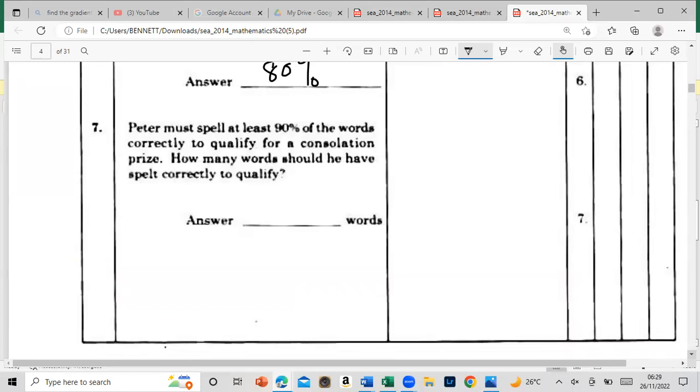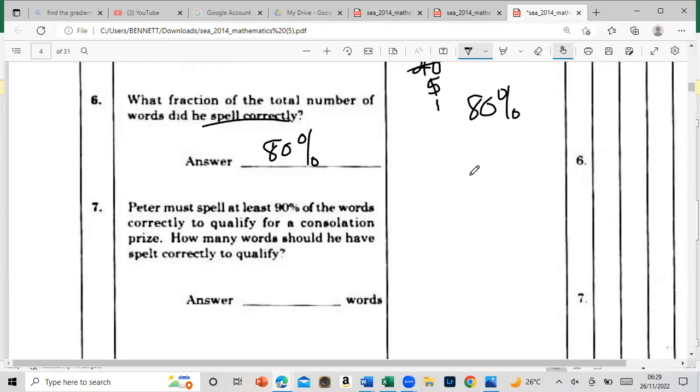All right, Peter must spell at least 90% of the words correctly to qualify for a consolation prize. How many words should he have to spell to qualify? So, remember, he must, let us say that now. The total was what, 40? So it's a total of 40. Don't know how much he got, so I'm gonna put X. What we know, when it times by 100%, it should equal to 90 at least.